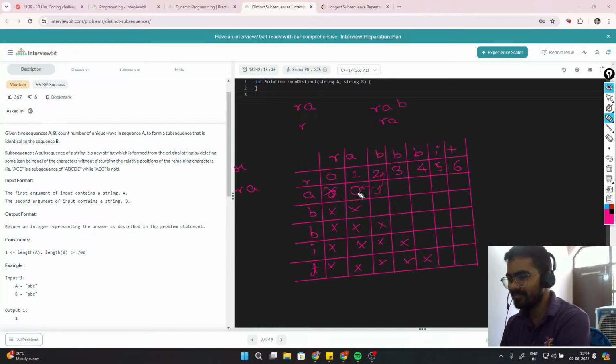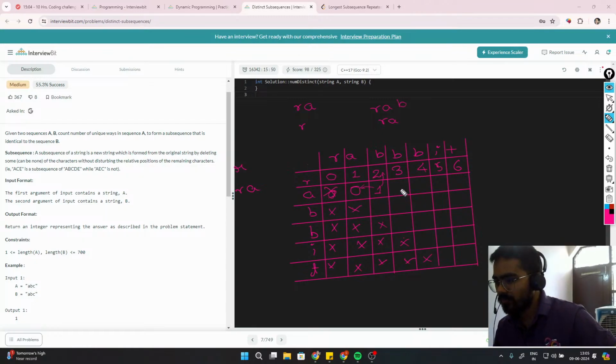When only RA was there, how many were needed to remove, or only R was there? Now same thing for this only also. B, they did not match, so whatever minimum plus 1. RABB and RA, so minimum plus 1, minimum plus 1, minimum plus 1.